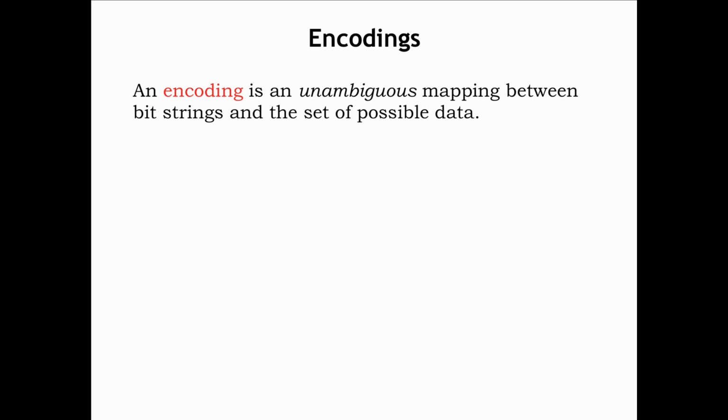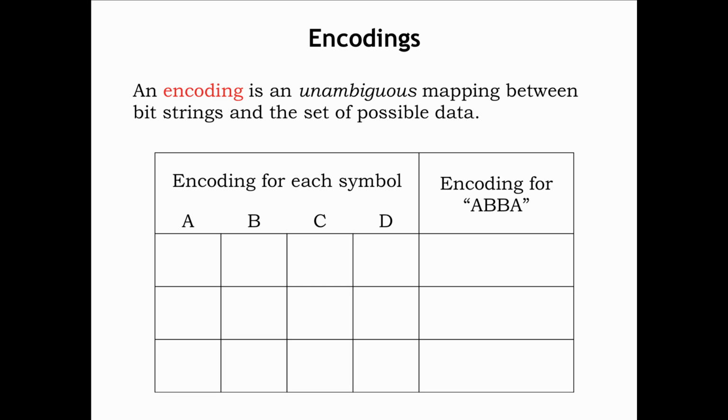Next, we turn our attention to encoding data as sequences of zeros and ones, a string of bits. An encoding is an unambiguous mapping between bit strings and the members of the set of data to be encoded. For example, suppose we have a set of 4 symbols, A, B, C, and D, and we want to use bit strings to encode messages constructed of these symbols, for example, ABBA.